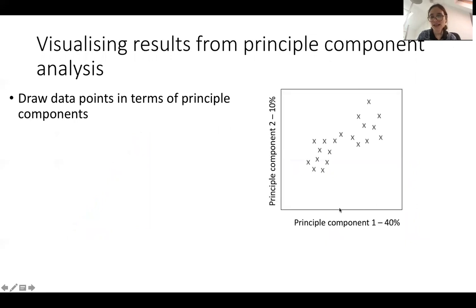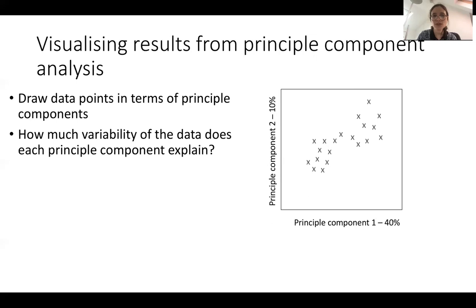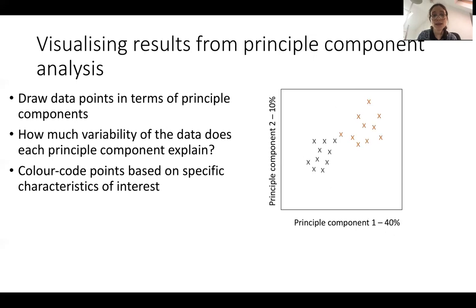So here, the x-axis is principal component 1, and the y-axis is principal component 2, and each x represents an observation. We can also look at how much of the variability each of the axes explains. So in this case, the first principal component explains 40% of the variation in the data. The higher this number, the more this principal component explains the variation in the data, and so the more information about the structure of the data is captured by the image. You can also color code the points based on specific characteristics of interest.